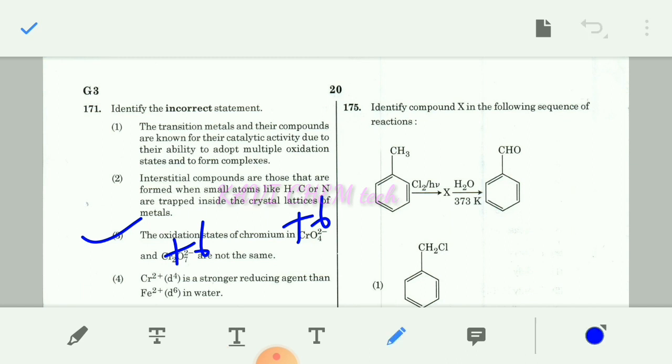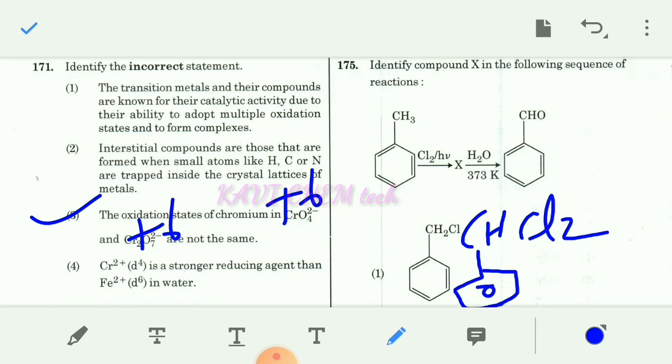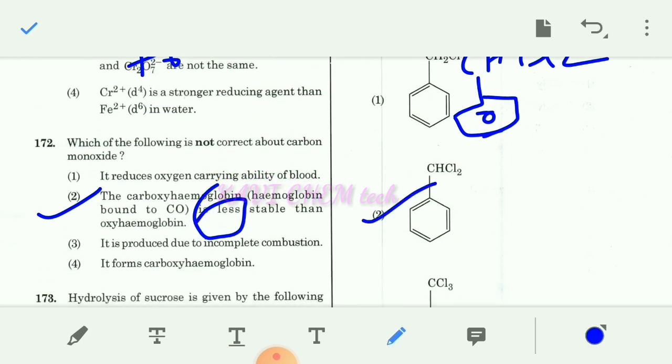Next one, identify the compound X in the following sequence. If you look at that, here toluene reacts with chlorine in the presence of light, h nu. The product is very important. Here it is given as benzaldehyde, CHO. So 2 chlorine atoms are going to replace 2 hydrogen atoms. When the 2 hydrogen atoms are replaced by the 2 chlorine atoms, you will get CHCl2 on the benzene ring. So that is the correct answer, option 2, CHCl2.